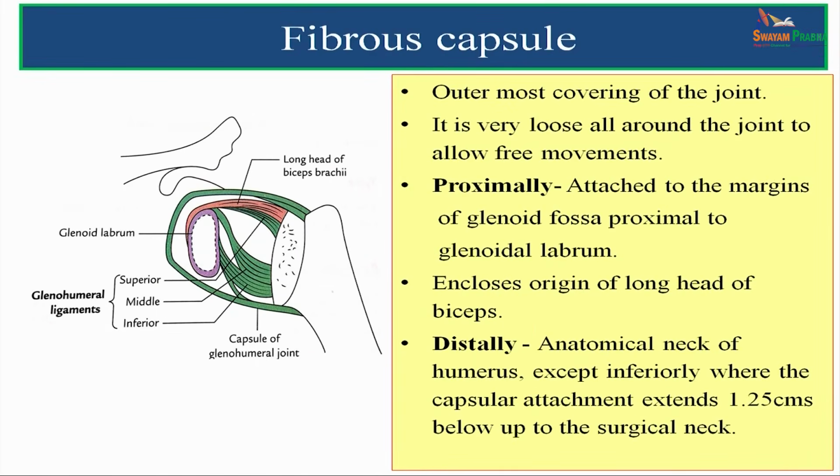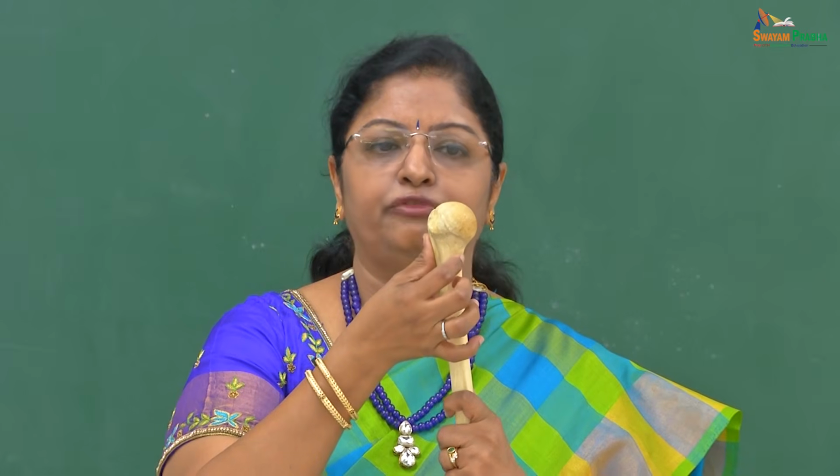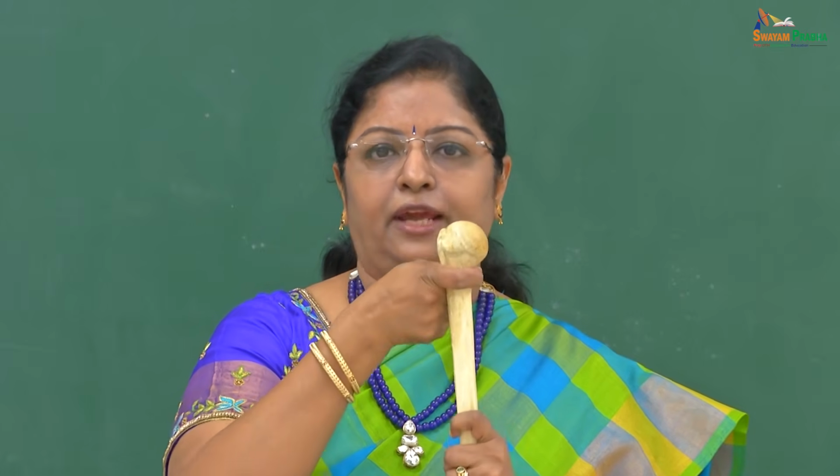Going on to the fibrous capsule, the first ligament of the shoulder joint, it forms the outermost covering of the shoulder joint. It is very loosely attached all around the joint, so the shoulder joint can go in for free movements. Proximally, it is attached to the margins of the glenoid cavity, even proximal to the attachment of the glenoidal labrum. It encloses the origin of the long head of biceps brachii muscle. Distally, it is attached to the anatomical neck of the humerus, except inferiorly where it extends below for about 1.25 centimeters up to the surgical neck of the humerus.